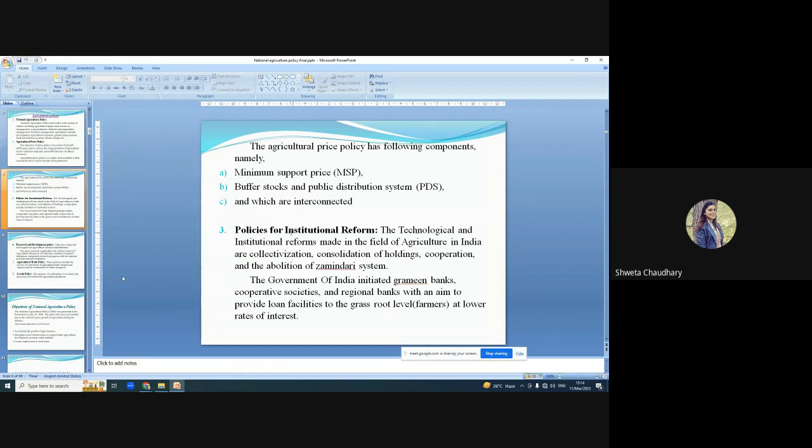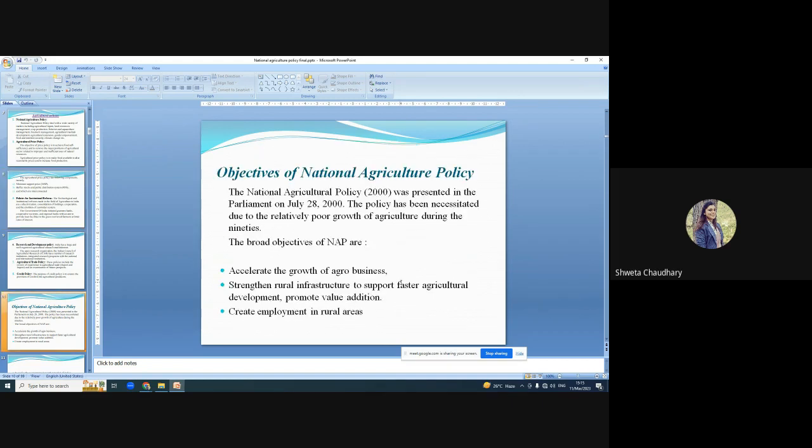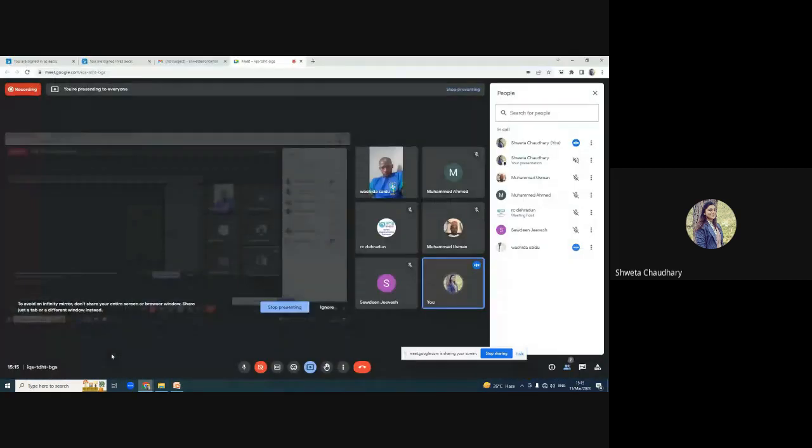Then policies for institutional reforms, meaning those institutions that are undertaking work in the agriculture sector: how they are working, and what rules, regulations and forms they use in helping the farmers. So first is the National Agricultural Policy. Is it okay?